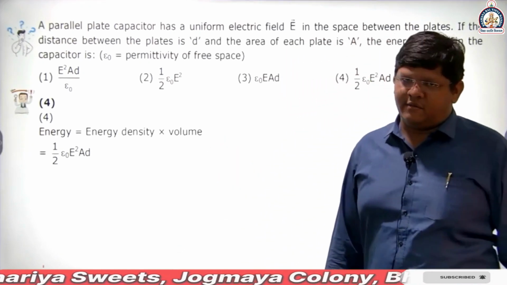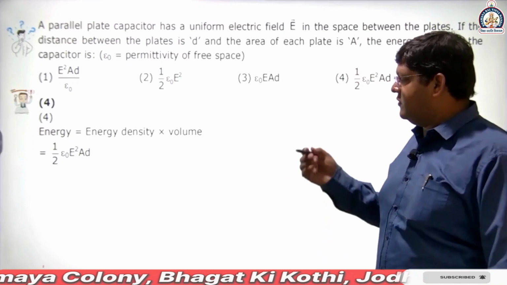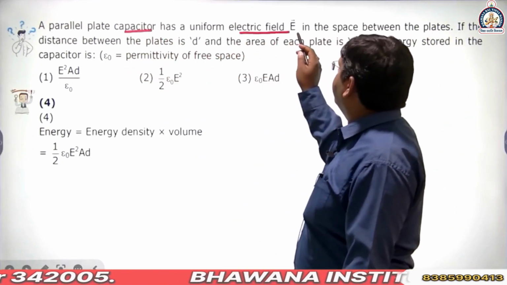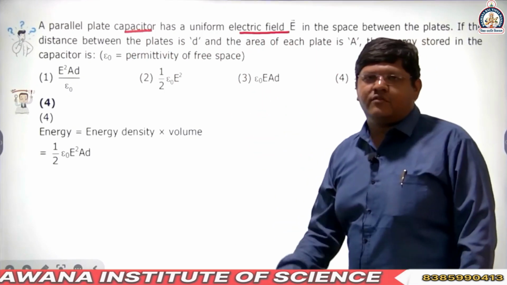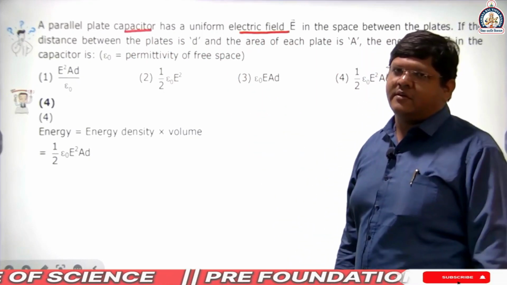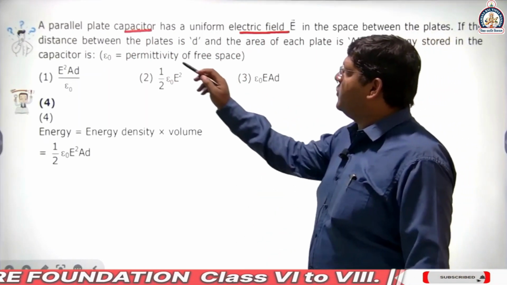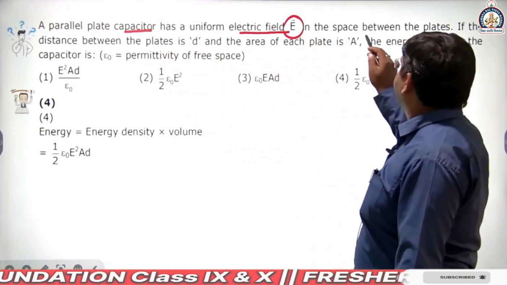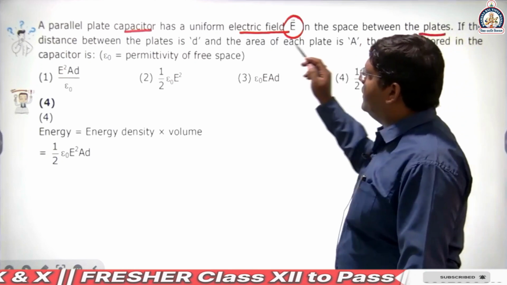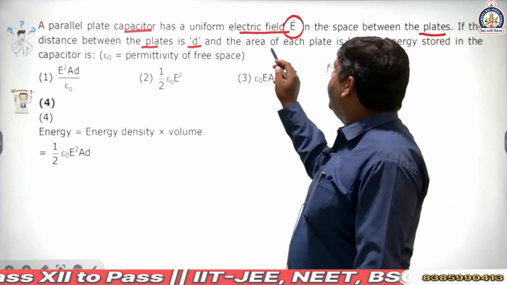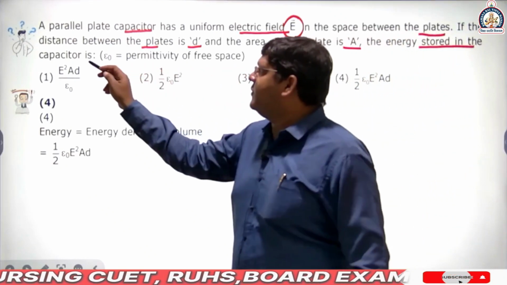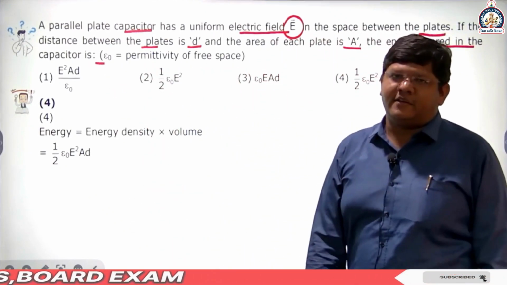from your NEET examinations. So today's first question is: a parallel plate capacitor has a uniform electric field E. Actually this question is from your class 12 syllabus, the topic is capacitor. We are provided with a parallel plate capacitor that has a uniform electric field E in the space between the plates. If the distance between the plates is d and the area of each plate is A, the energy stored in the capacitor, we have to predict the value of energy stored.